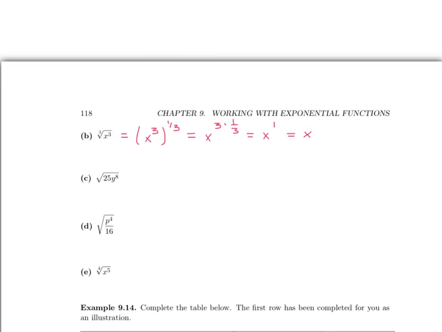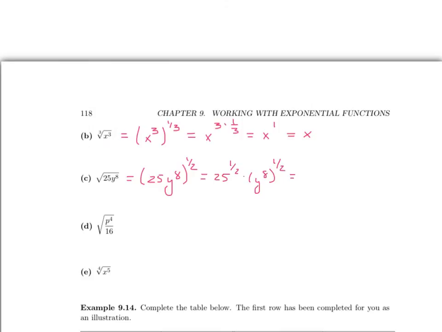Let's look at part C. Here we're taking the square root of 25y to the 8th. Let's take the square root and rewrite it as a power. So we take 25y to the 8th, and instead of taking the square root, we're going to raise it to the 1/2 power. Now we can use our exponent properties. Inside the parentheses, we have a product. And anytime you have a product raised to a power, you can take each factor and raise it to that power and then multiply. That was one of our earlier exponent properties.